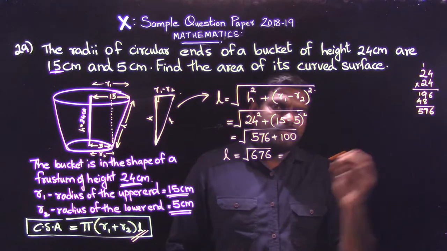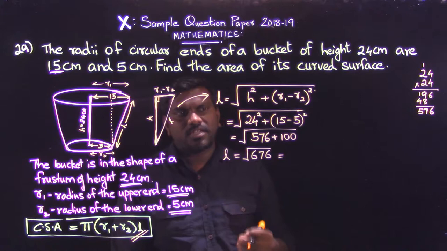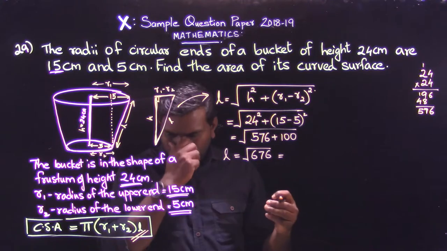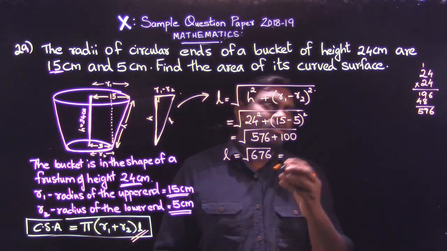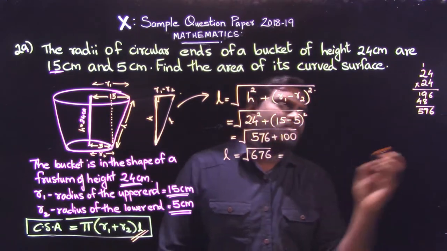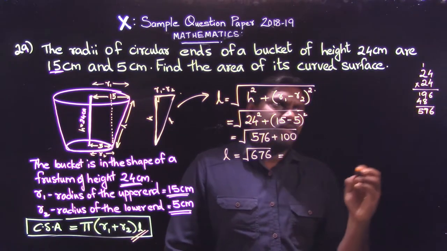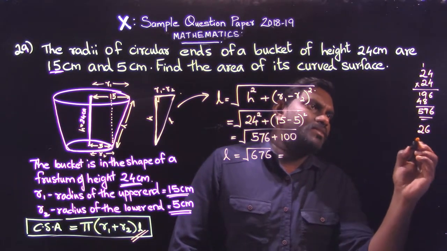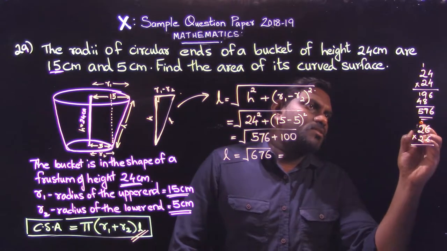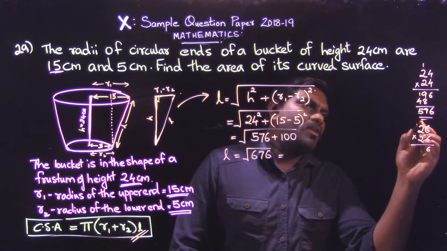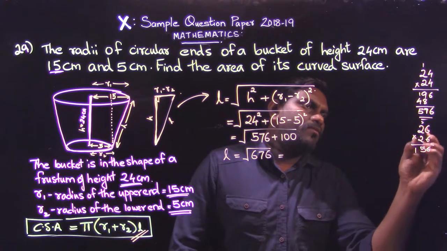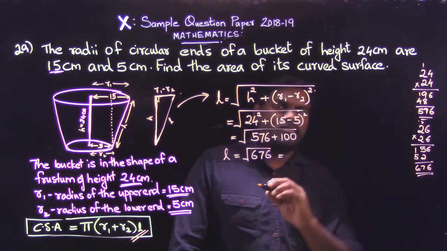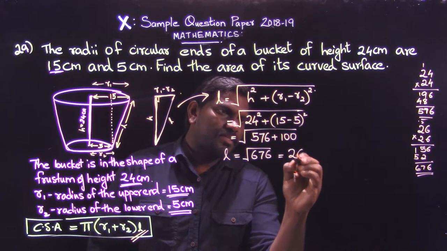Let me find the root of 676. I don't use the big methods to find roots, I simply do a trial method. I know that the last digit is 6, and it's going to be near 26, so let me try 26. 26 into 26, 6 sixes are 36, then it comes to 676. Yes, I got it. So it's going to be 26.